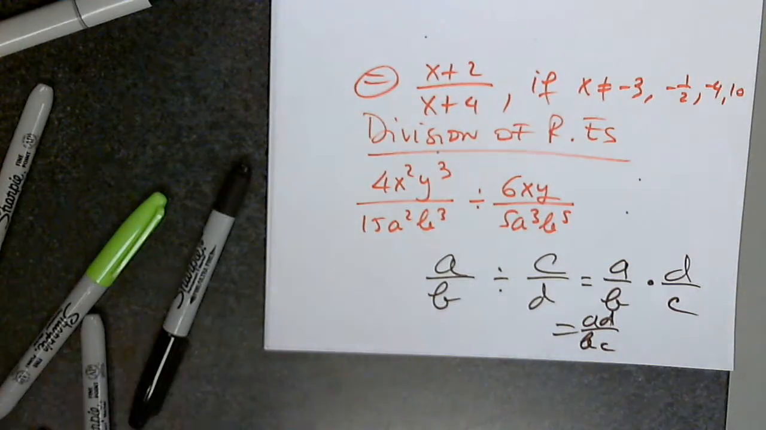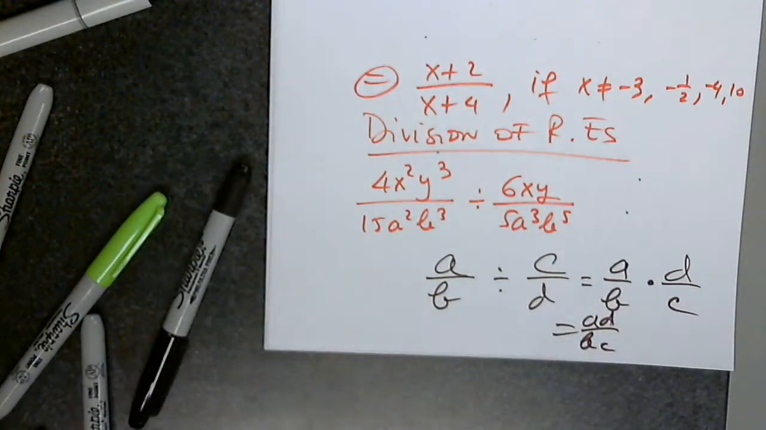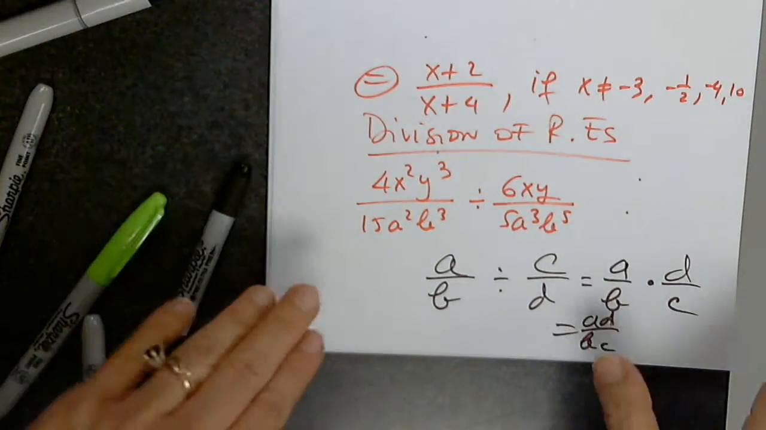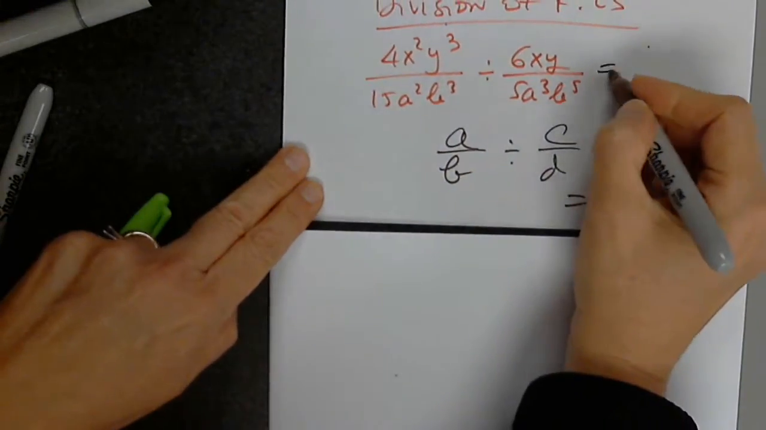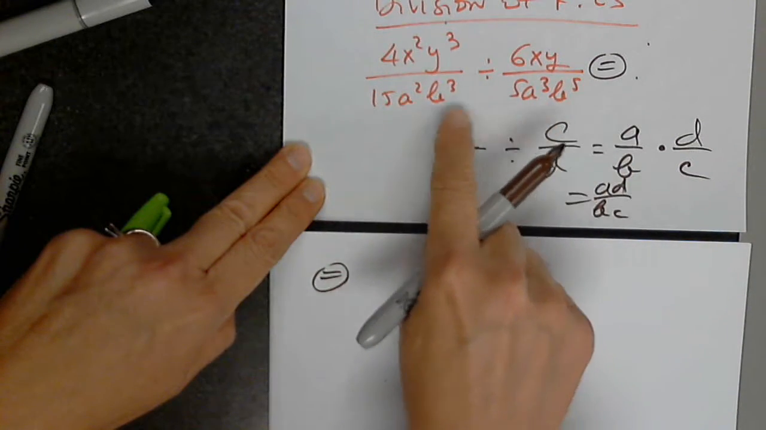However, I have to state restrictions in the division form, and then when I flip the second fraction, I have to state restrictions again for that new denominator that I didn't have before. Okay, ready? So, for now, I'm going to write that a and b cannot be 0.